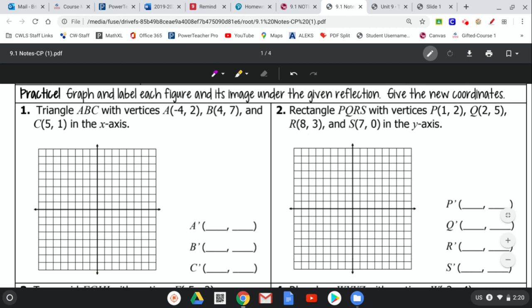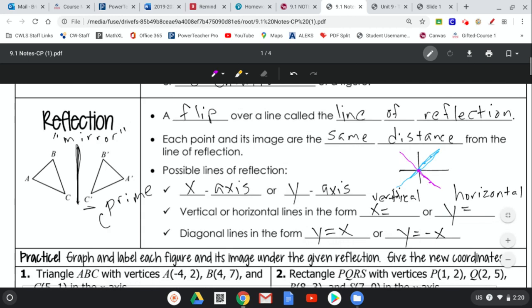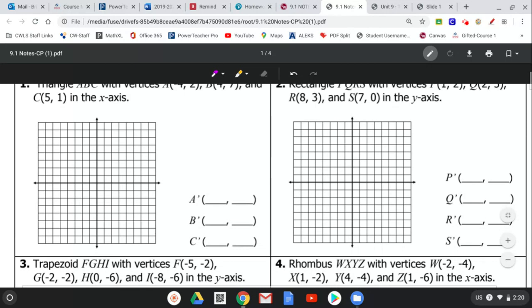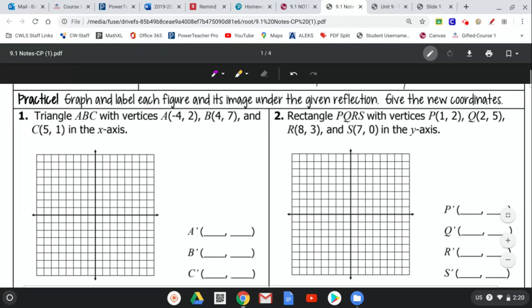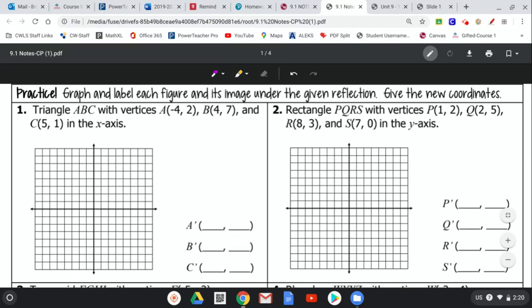All right, guys. So to start with, I'm just on the reflection problems. This is number one here. So on all these problems, you have to graph the original image. You have to graph the pre-image and then find the image, okay?